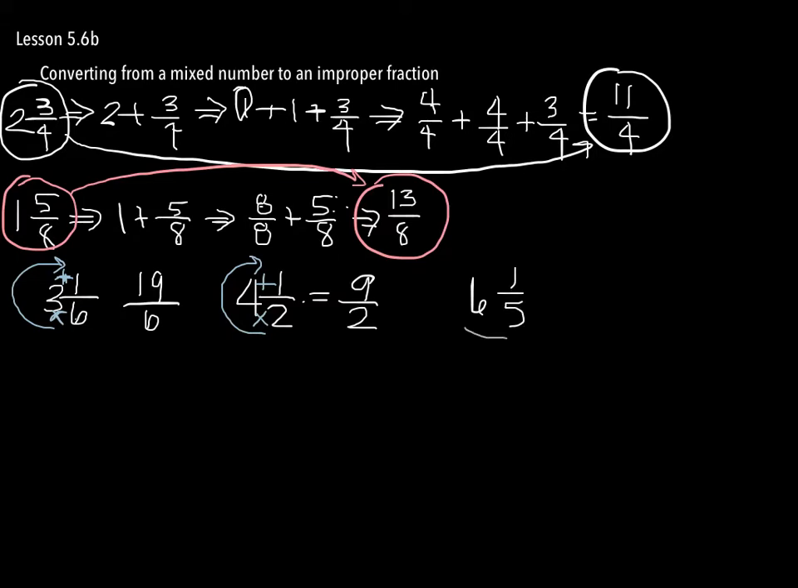Half circle. Multiplication symbol, addition symbol. Now let's go around our circle. 5 times 6 is 30, plus 1, 31, and my language is 5. 31 over 5.